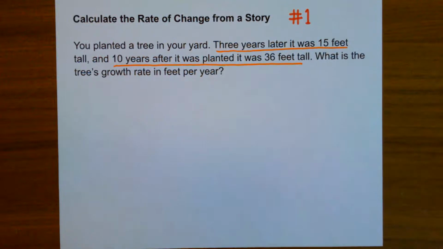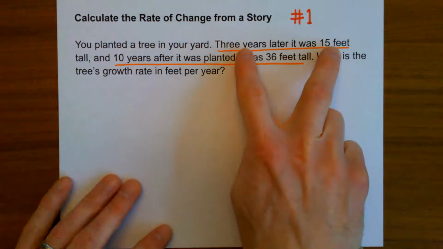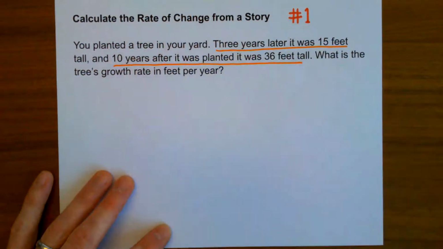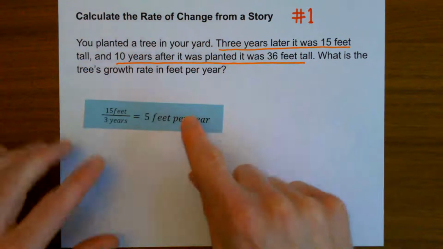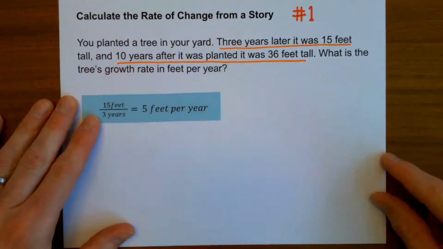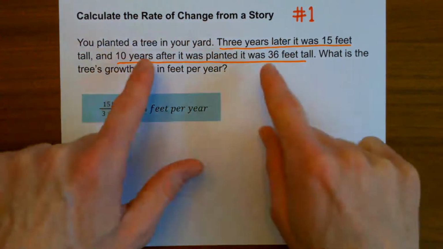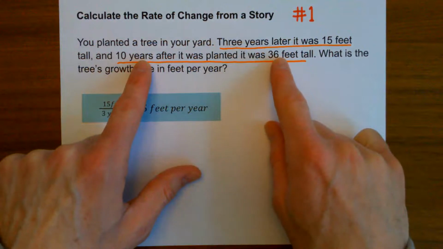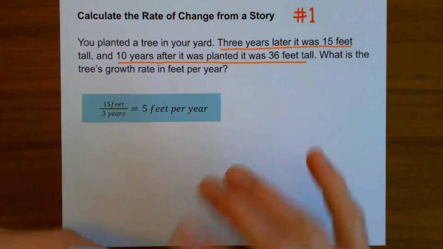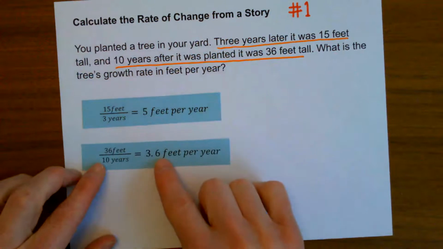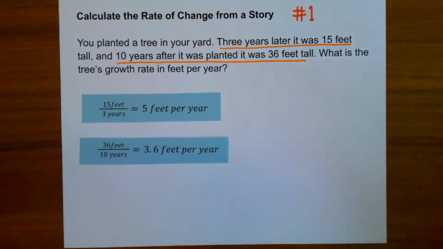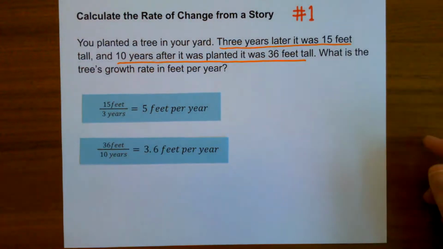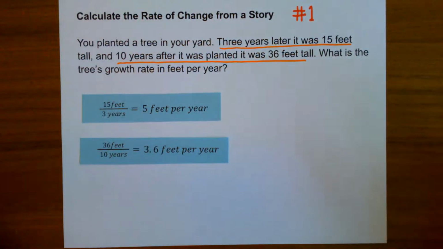One thing that I often see people do when they calculate a problem like this is they'll latch on to one of these pieces of information, 15 feet in 3 years, and they'll say, oh, 15 feet in 3 years is 5 feet per year. Or they'll work on just the second one, 36 feet divided by 10 years, and they get a different growth rate of 3.6 feet per year. And then they start to get confused. They think, well, which one is the correct answer? And it turns out that neither of these is the correct answer.